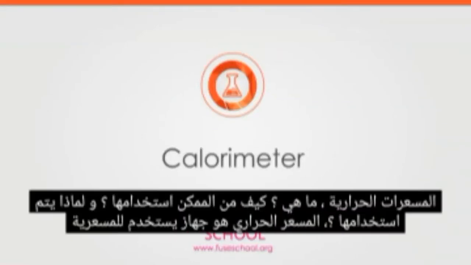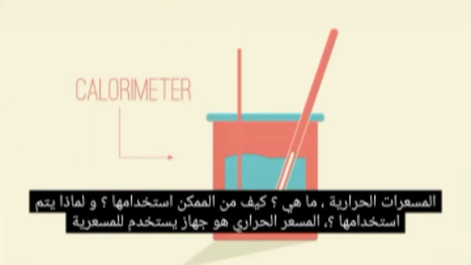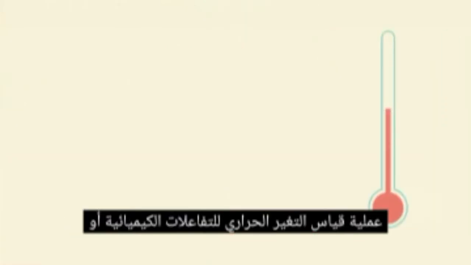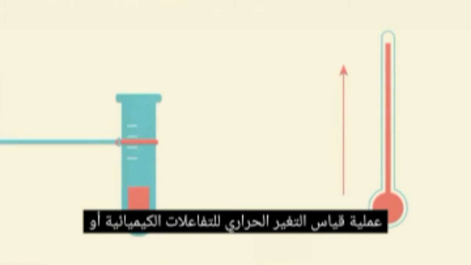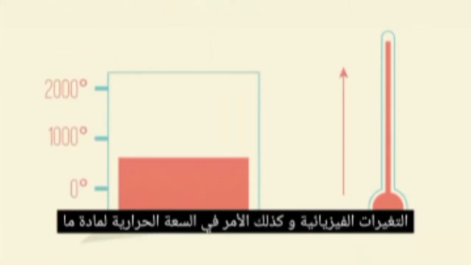Learn about calorimeters, what they are, how they might be used, and why they are used. A calorimeter is a device used for calorimetry, the process of measuring the change in heat of chemical reactions or physical changes, as well as heat capacity for a material.